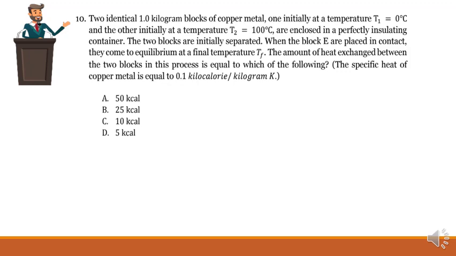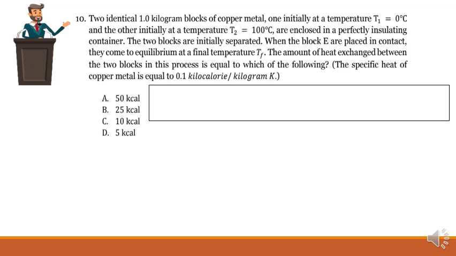Two identical 1.0 kilogram blocks of copper metal, one initially at temperature T1, 0 degrees Celsius, and the other initially at temperature T2, 100 degrees Celsius, are enclosed in a perfectly insulating container. The two blocks are initially separated. When the blocks are placed in contact, they come to equilibrium at a final temperature Tf. The amount of heat exchanged between the two blocks in this process is equal to which of the following? Now we are taking the specific heat capacity of copper metal as 0.1 calorie per kilogram Kelvin.